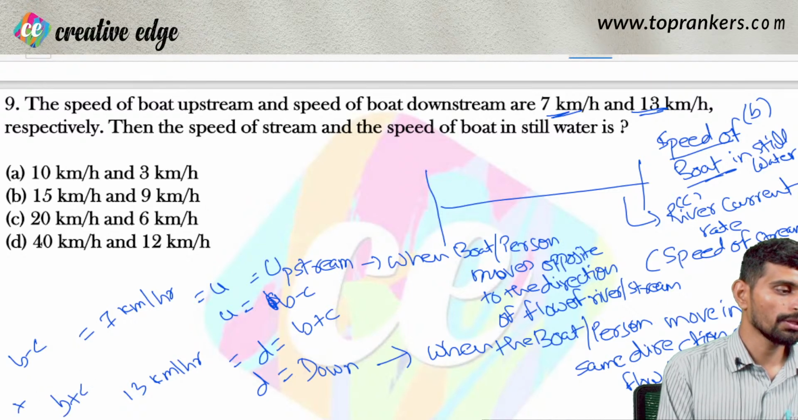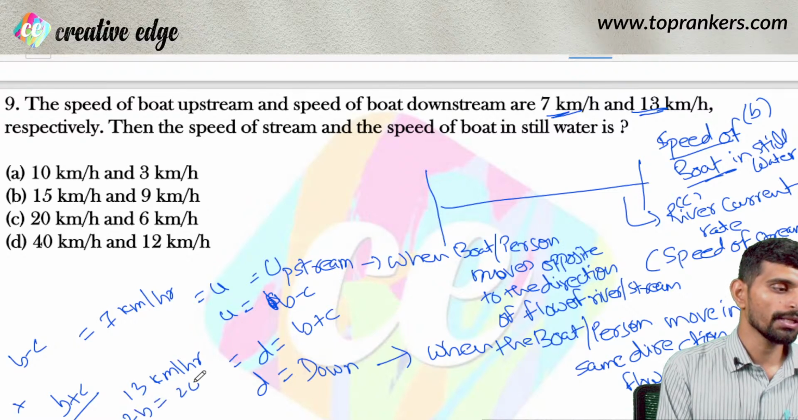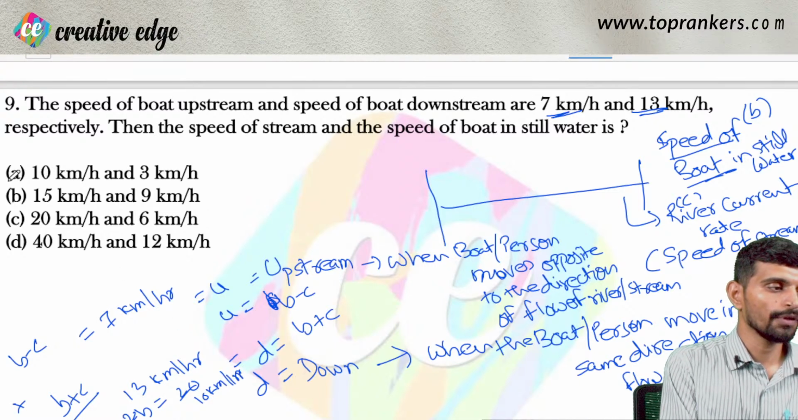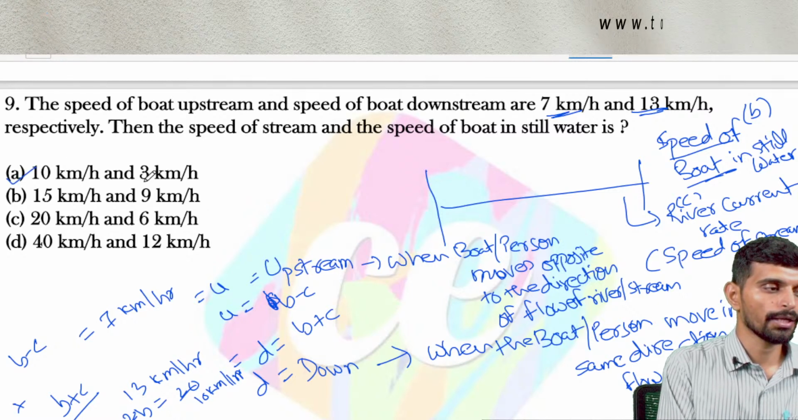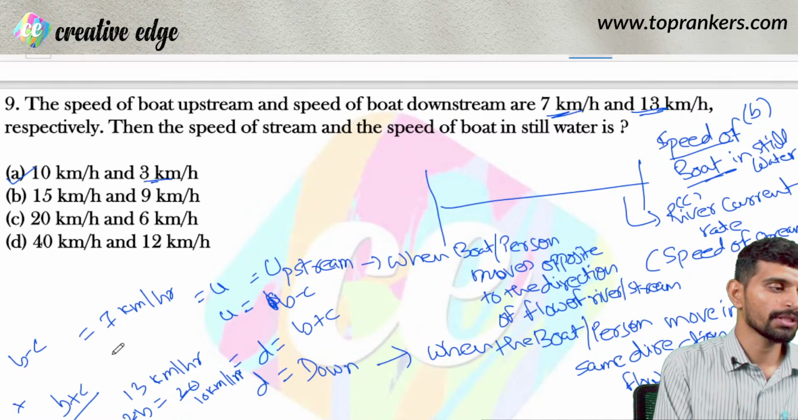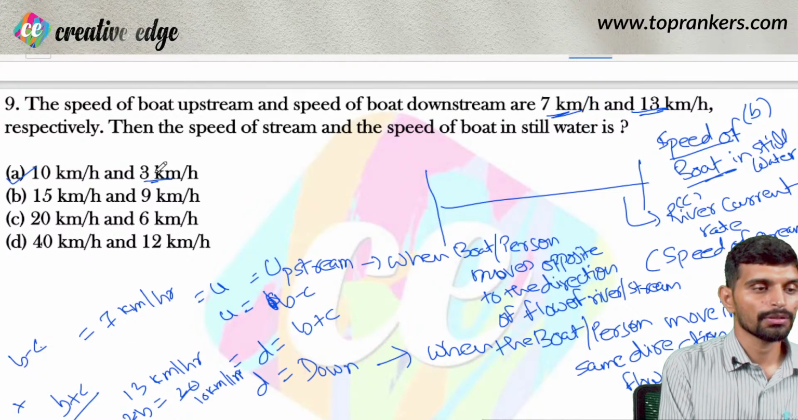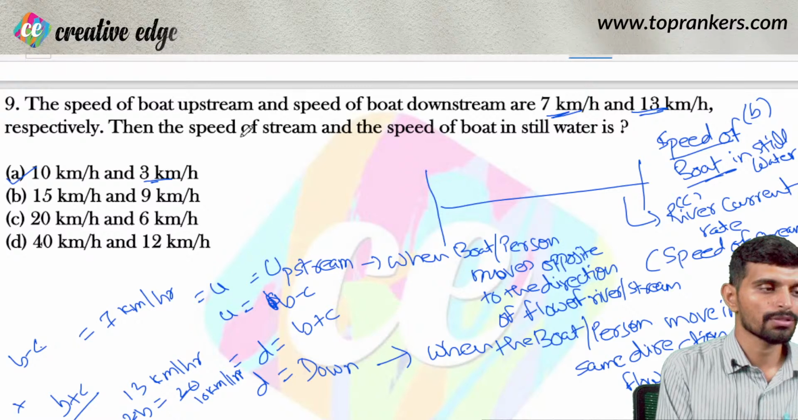If we add together, we will get C cancelled. So 2B is equal to 20. That is B is equals to 10 km per hour. And as soon as I calculate B equals to 10, I have only one option, that is 10 km per hour, and C will be 3, because 10 minus 3 gives us 7. So C will be, or rate of river or speed of stream will be 3 km per hour.